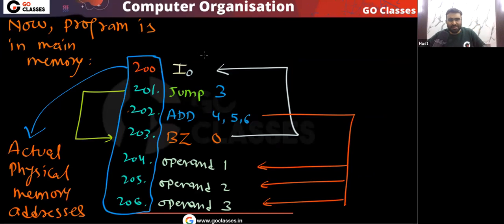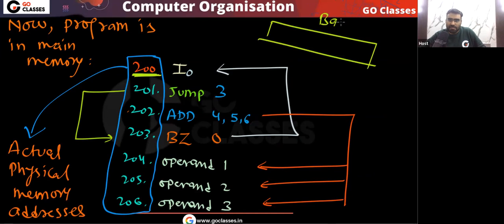Just a small thing you do. Where you are loading your program, just put this address in the base register. Only this small thing you do, that's it. Now what will happen?